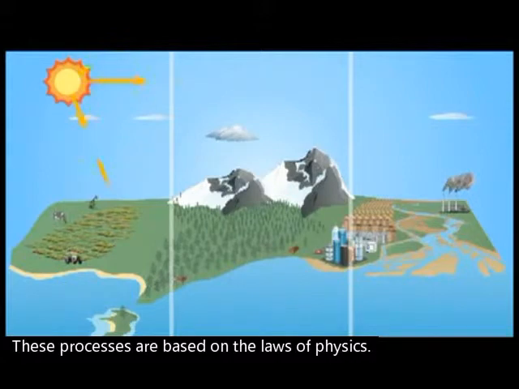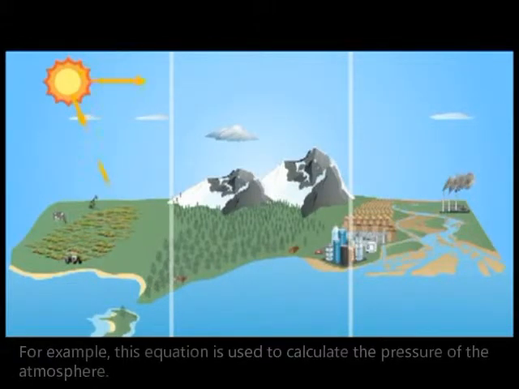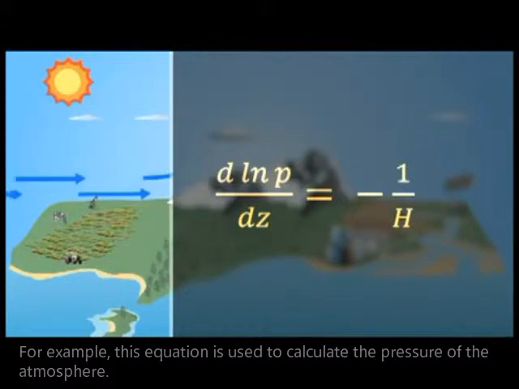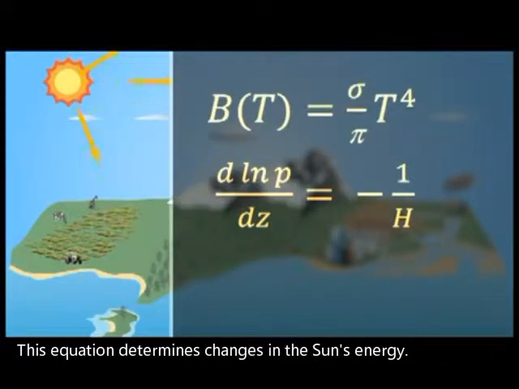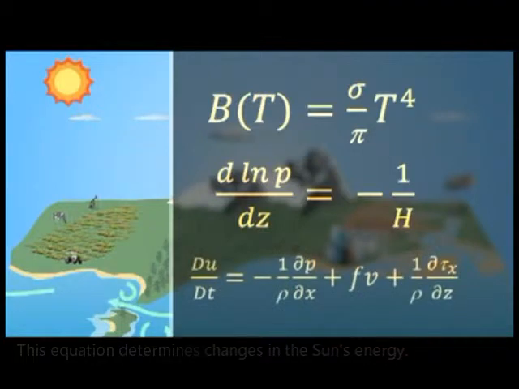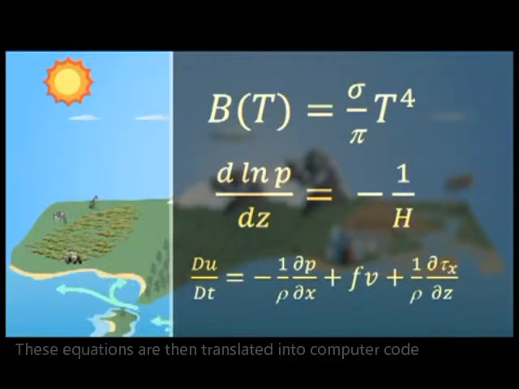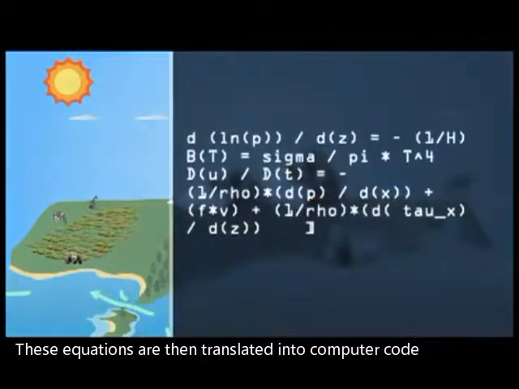These processes are based on the laws of physics. For example, this equation is used to calculate the pressure in the atmosphere. This equation determines changes in the sun's energy, and this equation calculates the speed of ocean currents. These equations are then translated into computer code. A climate model is the sum total of all of this computer code.